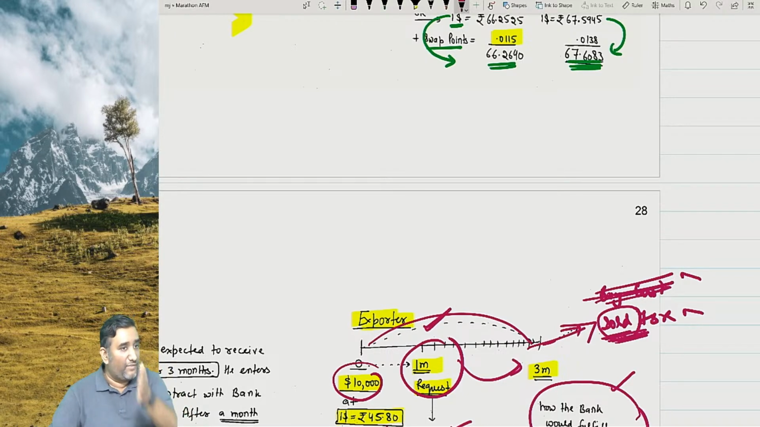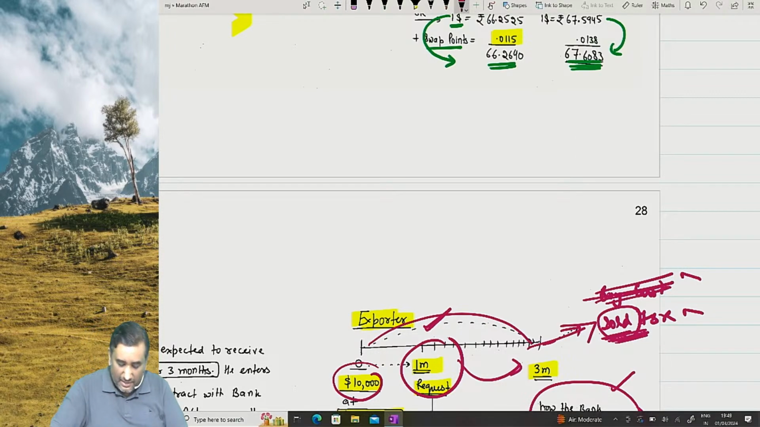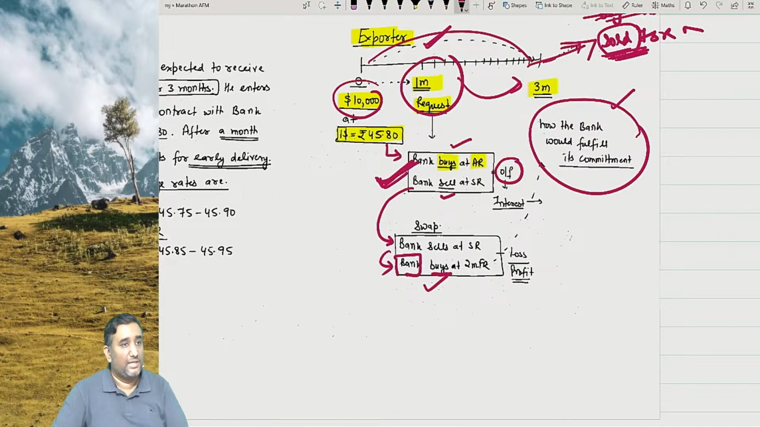That means standing in 1 month, for the another 2 months I will create such a contract, so that for the agreement of selling which I have done, I have availability of what? Dollar. So I'll do the agreement of buy. This buy comes because of this reason. Understanding wise, bank sells, this sell will be the first part of this transaction, and bank buys.